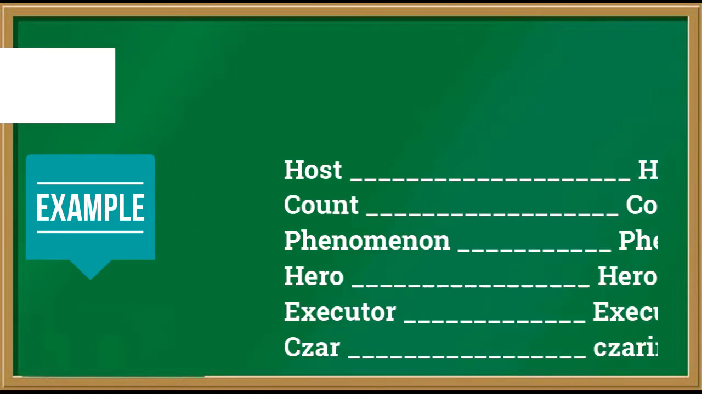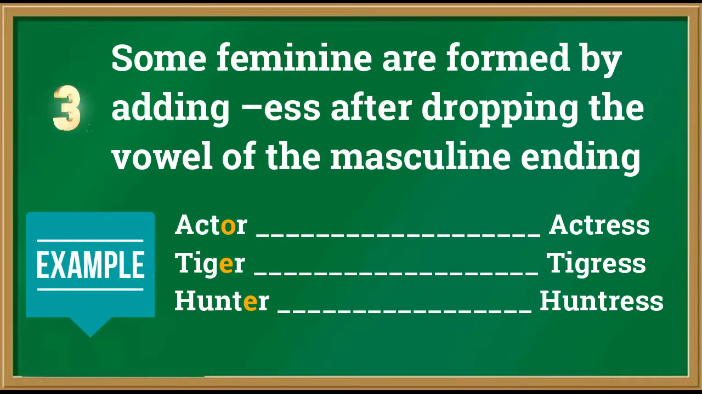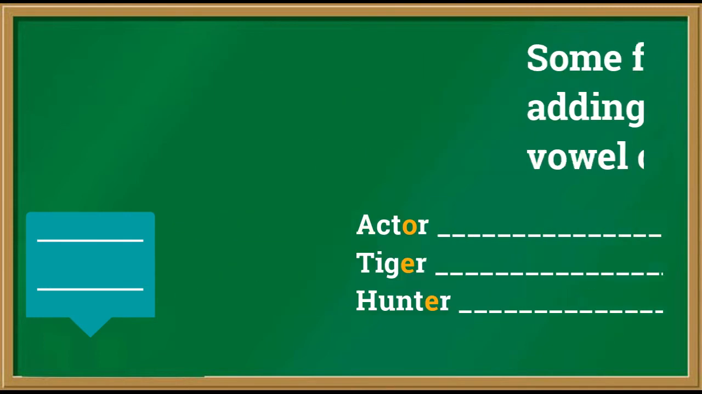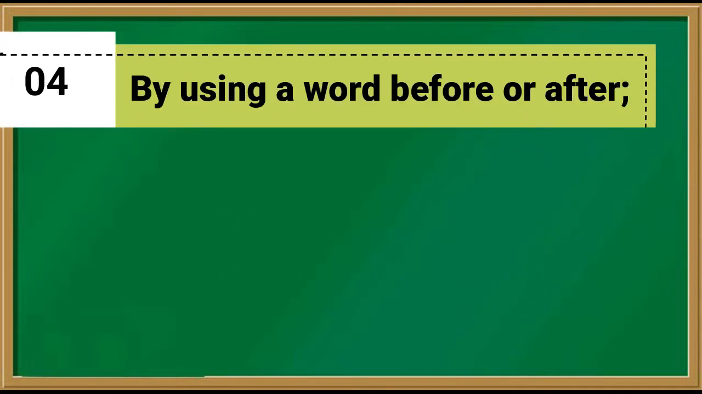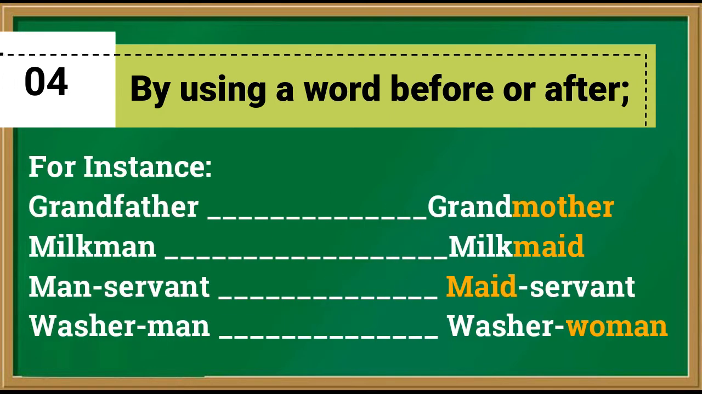You can also add the suffix ess while dropping the second last letter or vowel of the masculine gender. For example, actor, actress, tiger, tigress, hunter, huntress. You can also use a word before or after the masculine gender. For example, grandfather becomes grandmother. Milkman, milkmaid. Manservant becomes maidservant, etc.